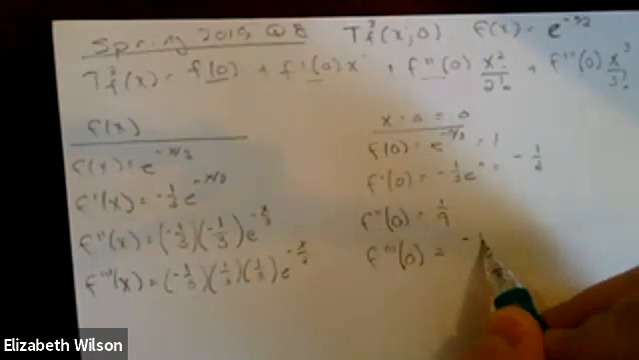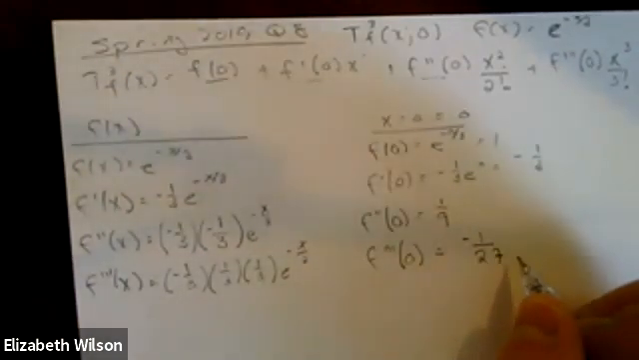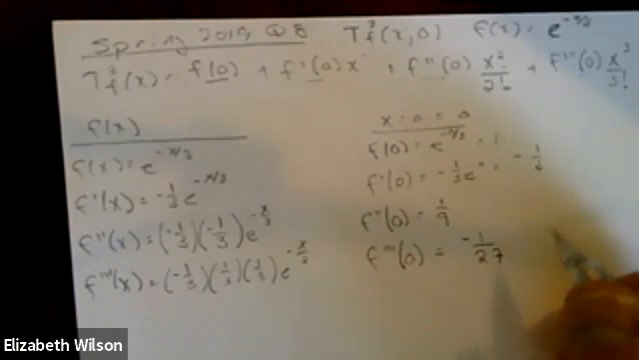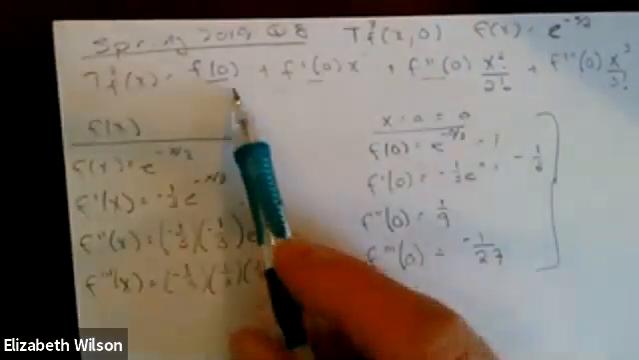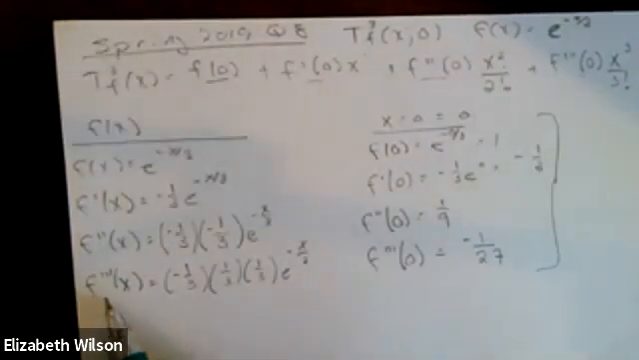So it gives me minus 1 over 3 times 3 times 3 is 27, okay, times e to the 0, which gives us just minus 1 over 27. So these form the coefficients that I'm going to be placing inside my Taylor, or my Maclaurin. So I'm going to go on the next derivative.